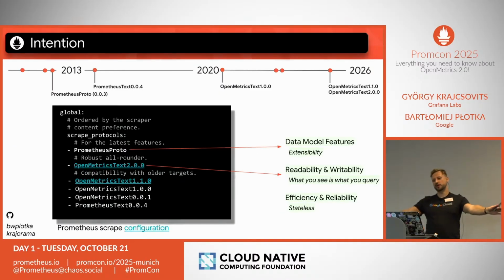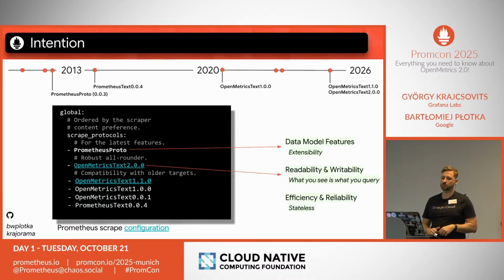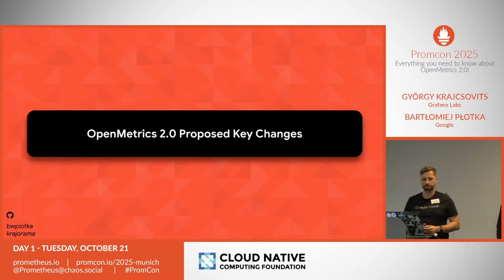Okay, that was a super long way to explain why we are doing this and what we are trying to do in 2.0 and maybe 1.1 with some smaller changes. But our high-level intention is this. We want to have two clean and efficient flavors of the exposition formats. We want to have a robust OpenMetrics text that is readable and writable and efficient as well. And we want Prometheus protobuf for development, really, to stay ahead, to keep things up to date with the latest Prometheus features. And yeah, so Krajov, can you tell us more about 2.0?